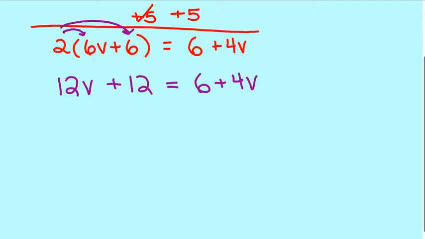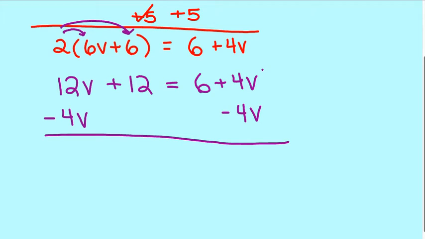Now, we want to go ahead and get our variables on the same side and our constants on the other. So I'm going to just subtract 4b from both sides. 4b and minus 4b will cancel out. 12b minus 4b will be 8b. And then everything else stays as it is.